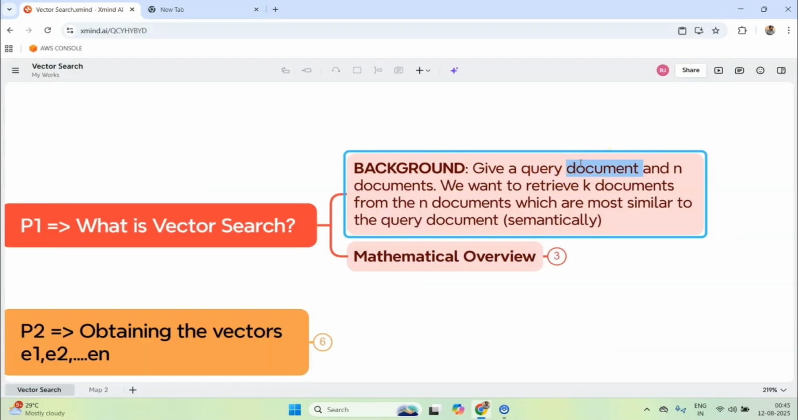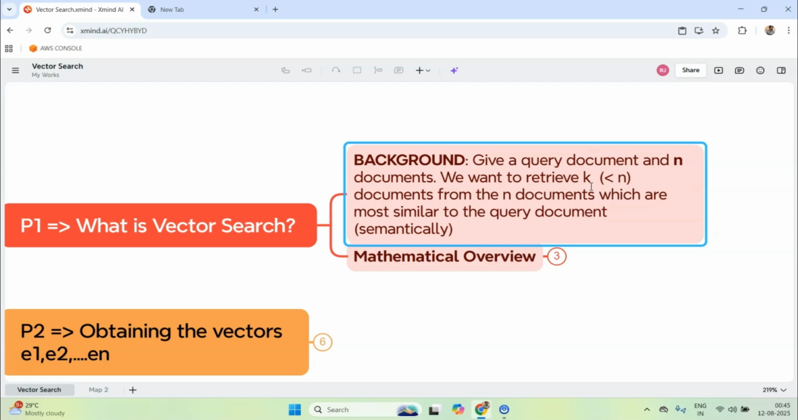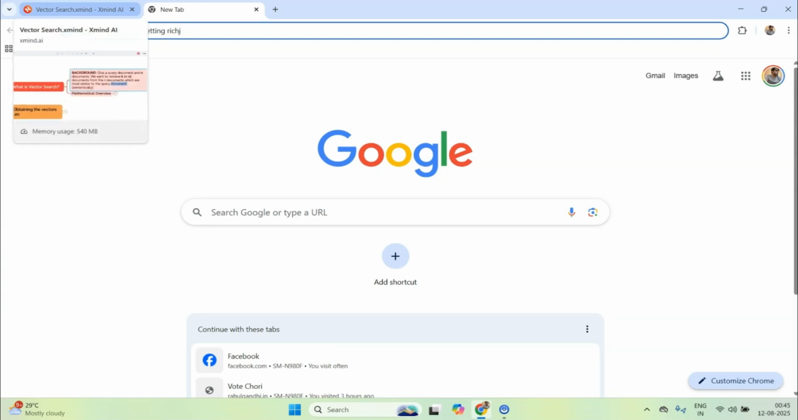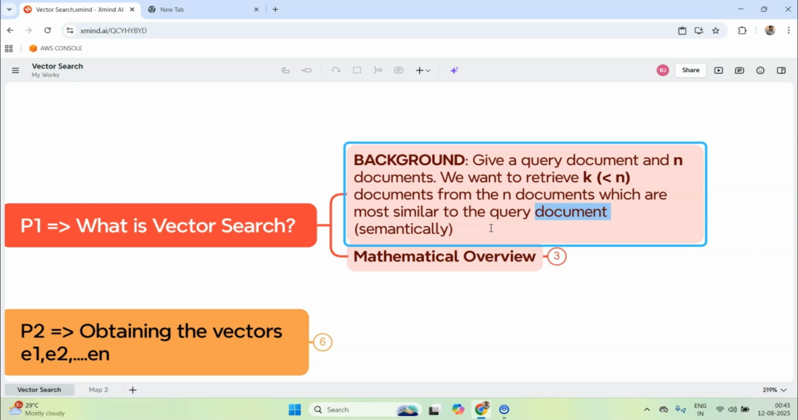Now given this query document and n documents, notice here this n. So I have this query document and n documents, and what I want to do is retrieve k documents, and obviously this k would be way less than n. So I want to find a subset of those n documents, and in particular I want to find k documents from the n documents which are most similar to the query document. So essentially I want to find the document which is most similar, and I'm talking about similarity in terms of semantic similarity.